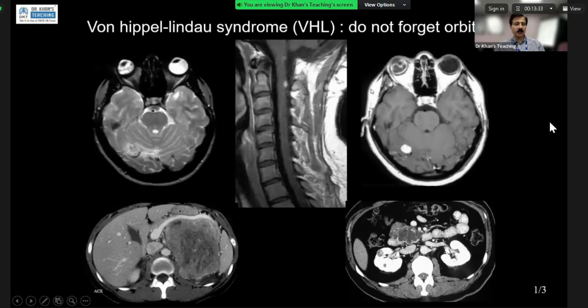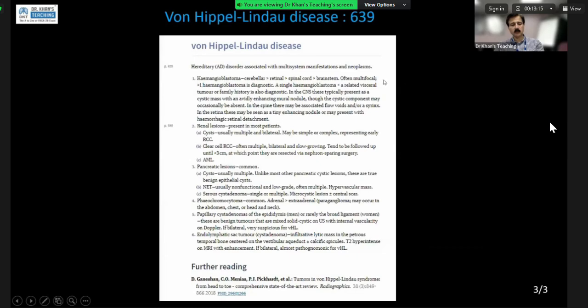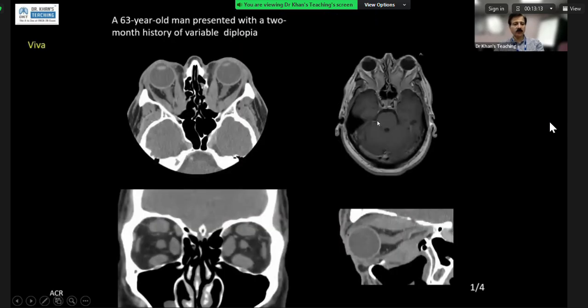In NF1, there can be optic nerve gliomas. In NF2, there can be optic nerve meningioma. And in tuberous sclerosis also, there can be orbital tumors. So always look into the orbit. This should be part of your protocol. Von Hippel-Lindau, of course, we have done when we were doing CNS.